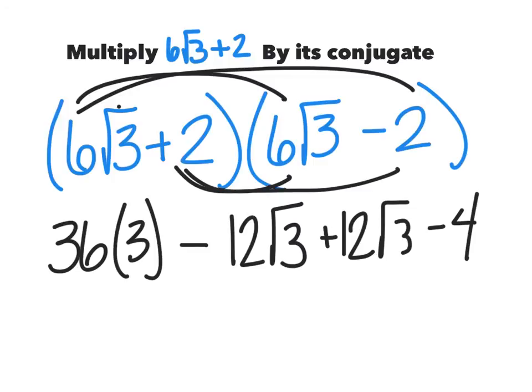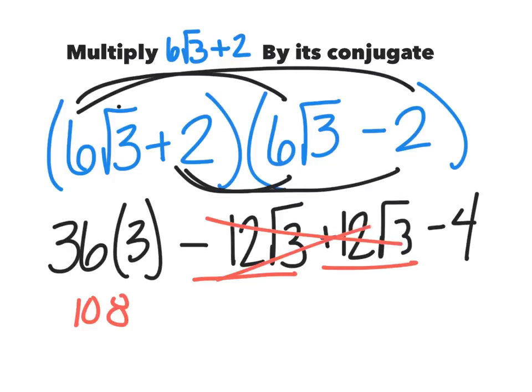Okay, so now I can multiply here. 36, 6 times 3 is 18. Carry the 1. That gets me a 108. What do you notice about a negative 12 radical 3 and a positive 12 radical 3? You're right, they cancel. So that's gone, and then I just have minus 4. So I get 104. Well, that's really nice that they cancel. Do you think that works every time on a conjugate? Let's take another quick example and find out.